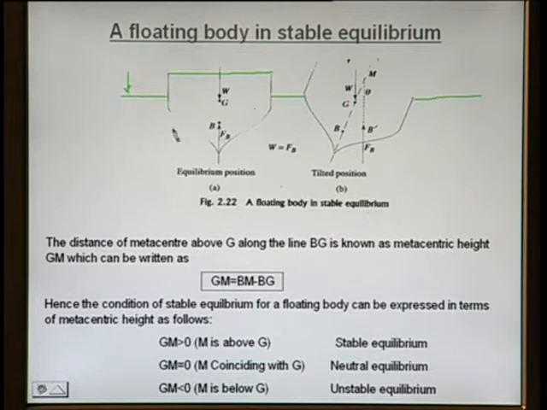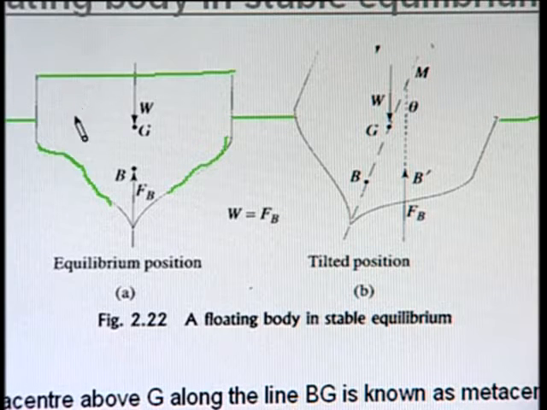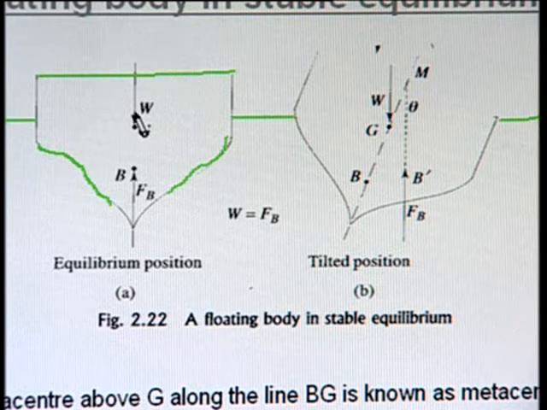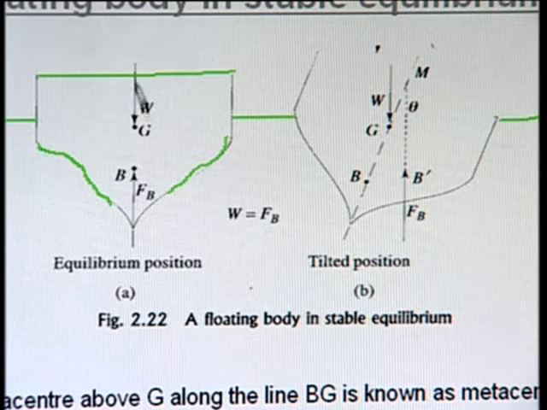Now, in this figure, which is complete here, here also we have a projection. We have a G here; through G we have a weight W acting downward, and we have a buoyancy force acting through B of magnitude Fb. When Fb and W are the same, this body will float. If W is more than Fb, then this body will sink. If W is less than Fb, then this body will go upward.